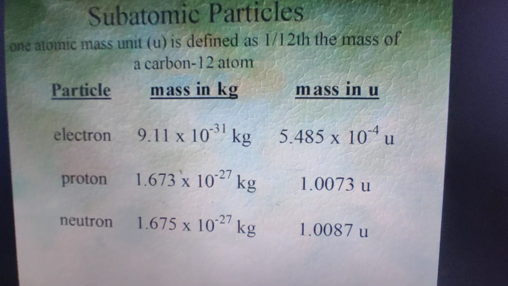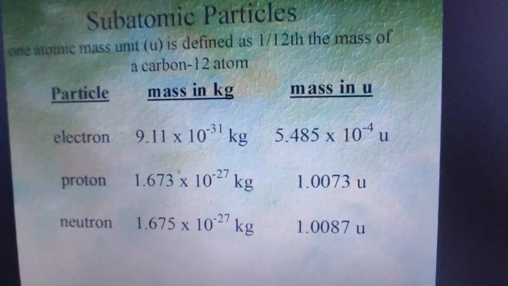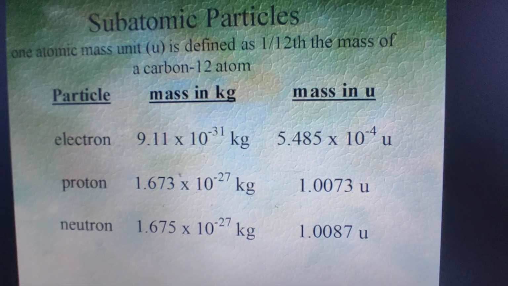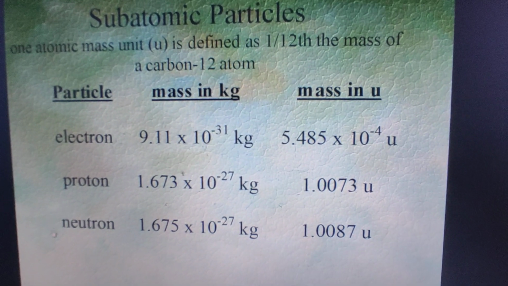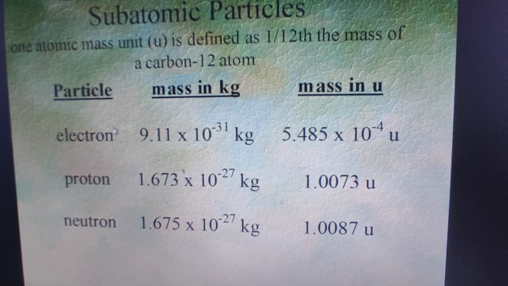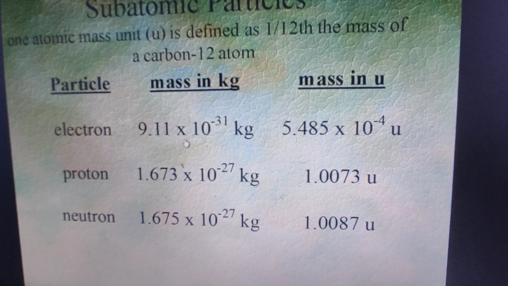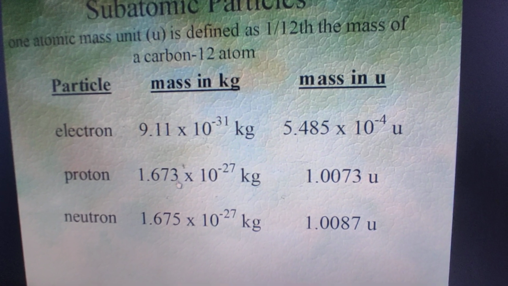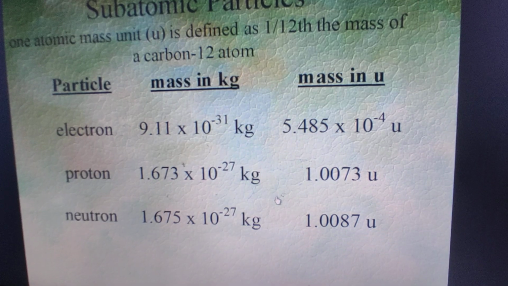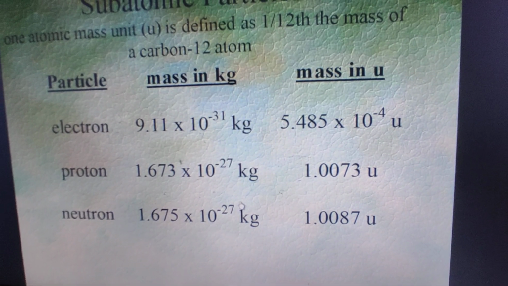Reference. Okay, so this is how we are going to measure the mass of different particles. So subatomic particles, I already said there are 3 subatomic particles: electron, proton and the neutron. So what is the mass of the electron? 9.11 into 10 power minus 31 kg, and proton is 1.673 into 10 power minus 27 kg, and neutron is 1.675 into 10 power minus 27 kg.